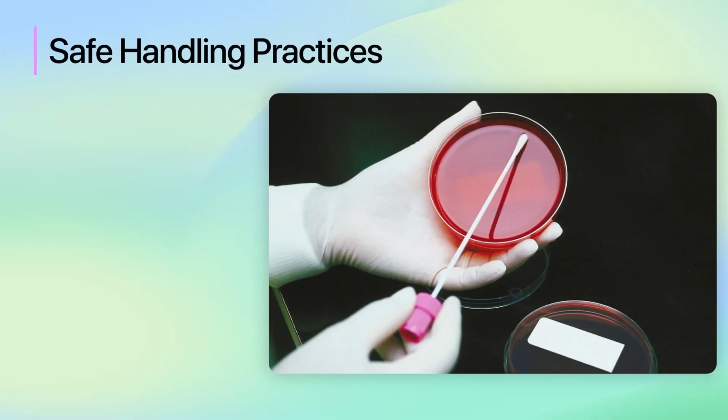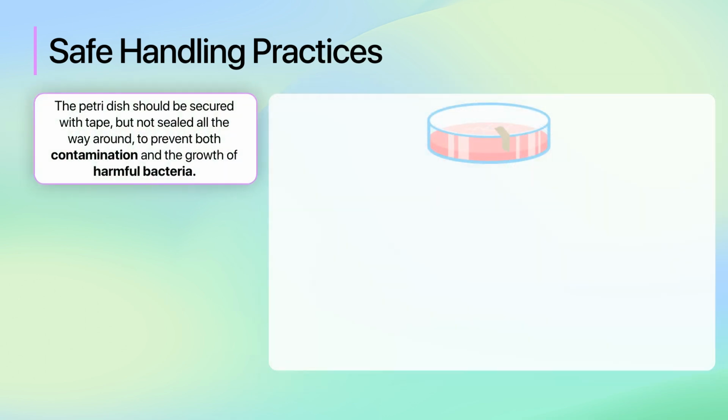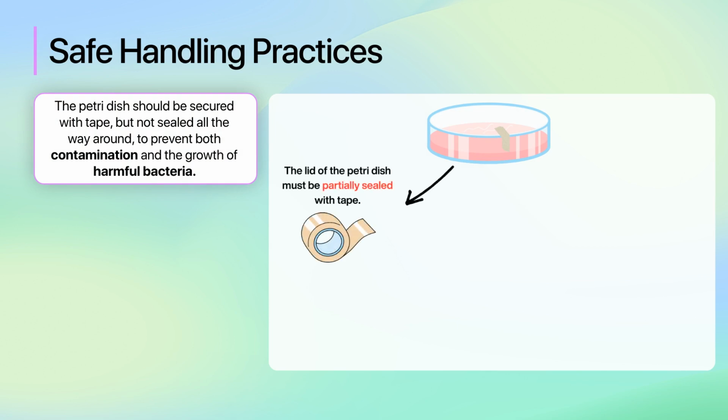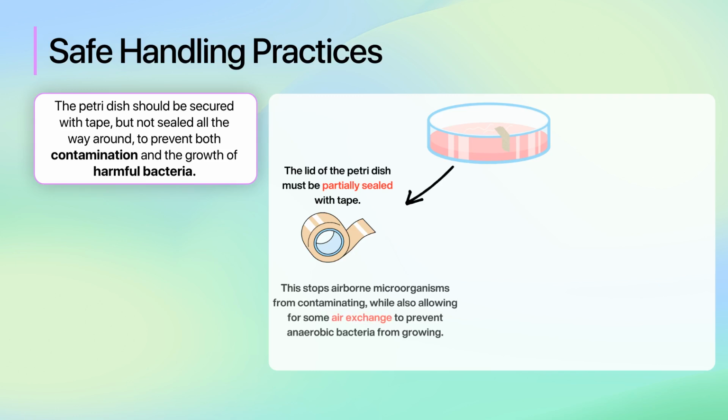Now, let's look at how we can ensure we handle our culture safely. Once the bacteria have been transferred to the growth medium, the lid of the Petri dish should be secured with tape. Importantly, the dish should not be sealed all the way around. This method helps to prevent airborne microorganisms from contaminating the culture, while still allowing for some air exchange to avert the growth of harmful anaerobic bacteria.